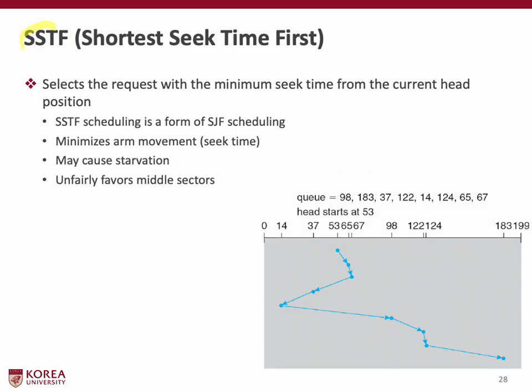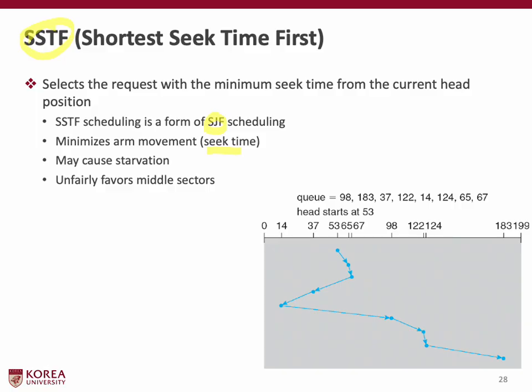And next is SSTF, which stands for shortest seek time first. This algorithm chooses the request that is closest to the current position of the disk arm. By doing so, it can minimize seek time. It's a similar idea to the shortest job first algorithm in CPU scheduling. So SSTF can significantly reduce average seek time, but it has some downsides.